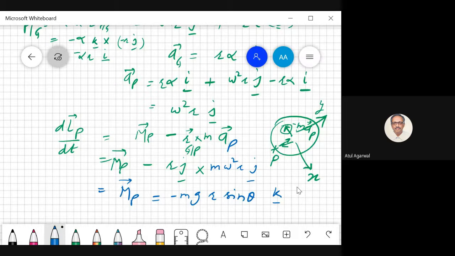And what is dLp by dt? I is what? 3 by 2 mr square into alpha. So your alpha becomes minus 2 by 3 g sine theta by r. So you are getting the same answer.